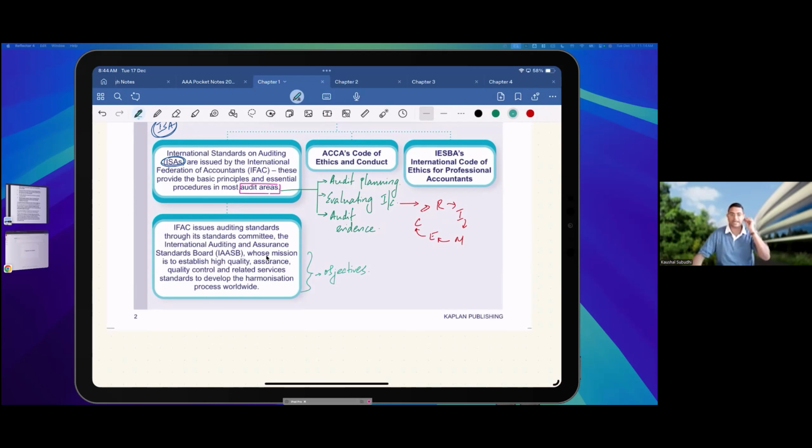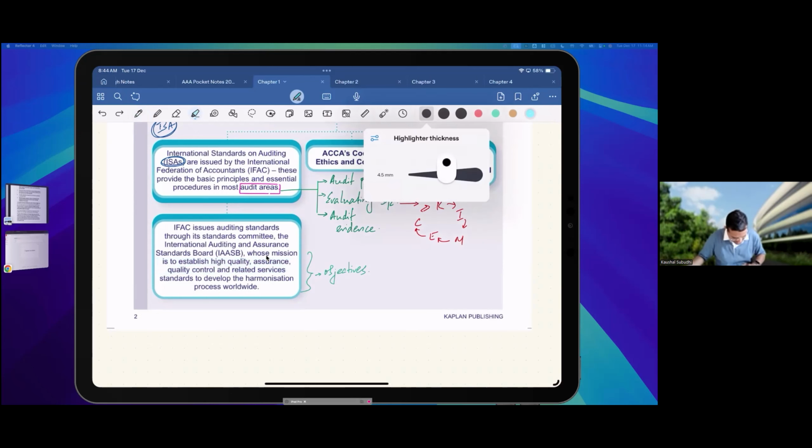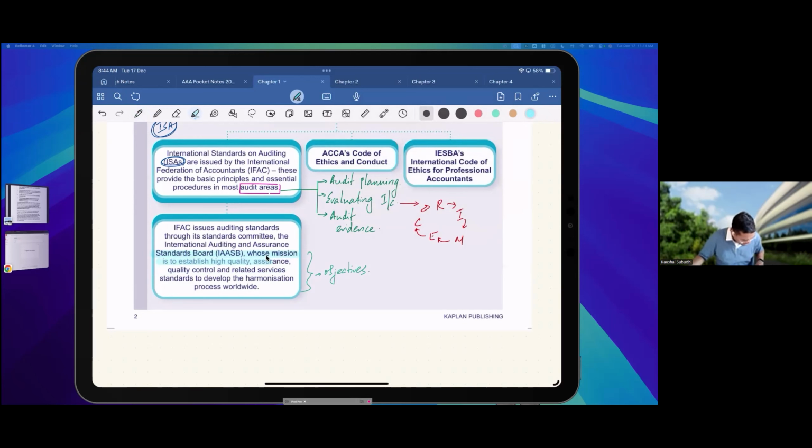So इनका जो mission है वो सबसे क्या है? If it's needed, then of course we can also use a bit of a highlighter in case if you want. Then their mission is to establish. Sorry, maybe we can just reduce the size a little bit. All right, this looks good. So yes, the mission is to establish high quality assurance, quality control, and related services standards to develop the harmonization process worldwide.